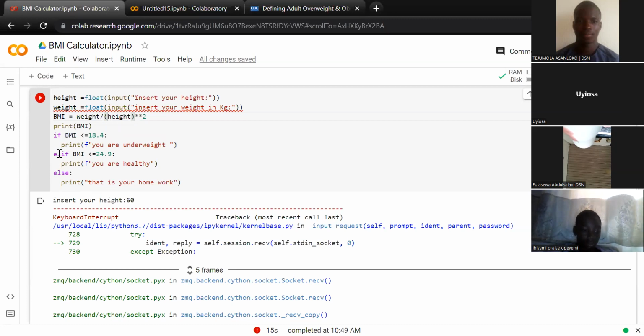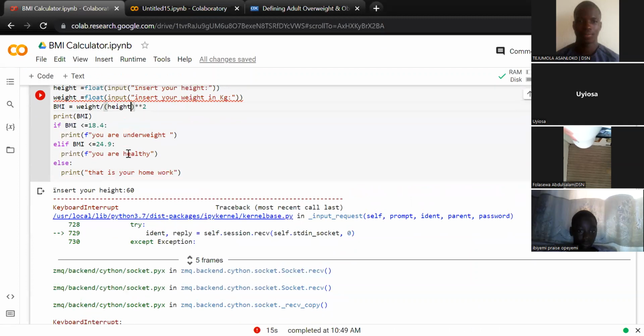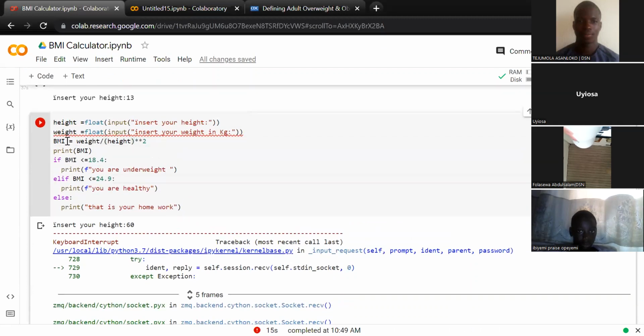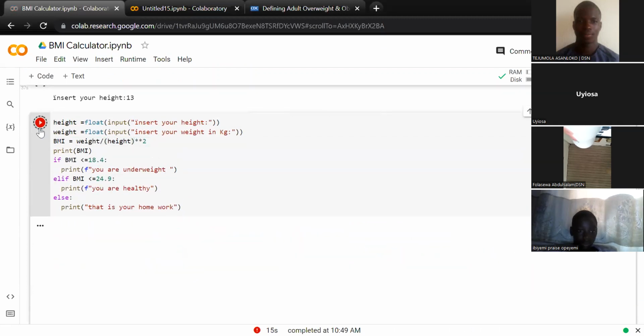We also allow you to give more conditions. Don't forget that the last condition, else, will just take all others that don't match another condition. So these are just conditional statements. I think we have done a lot today. Let me run it again, and then we can be good to go.